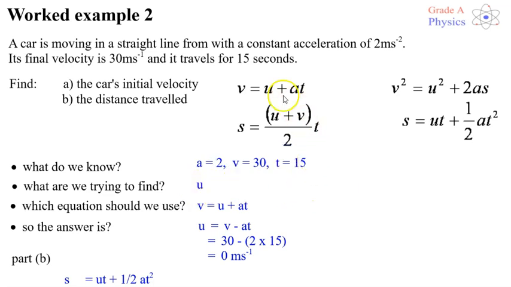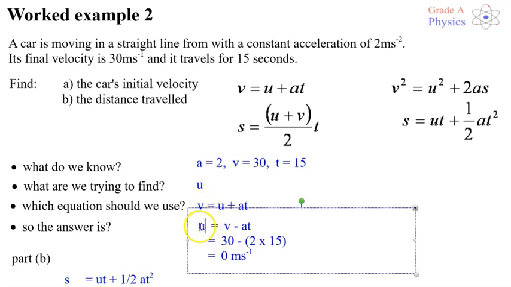So once again, we're going to be using the same formula, v, u, a, and t. That's the only one of these 4 which has got the 4 values that we're interested in. However, in this case, we're trying to find u, not v. So we need to rearrange to make u the subject. u is equal to v minus at. And then we can substitute the values. 30, take away 2 times 15, and we get 0. So it turns out in this case that the initial velocity was 0.